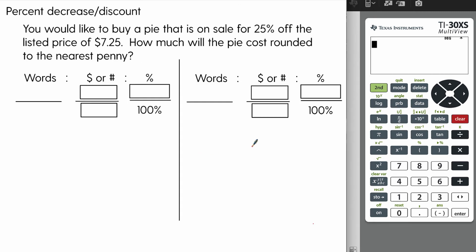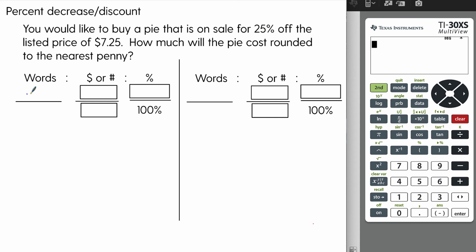All right, here is a percent decrease or discount problem. So the problem is you would like to buy a pie that is on sale for 25% off the listed price of $7.25. How much will the pie cost rounded to the nearest penny? So I used our template here twice to just save a little bit of time. And the reason why is because this is another one of those problems that you can actually do two different ways. And so I'll do it the way that it's actually listed here.